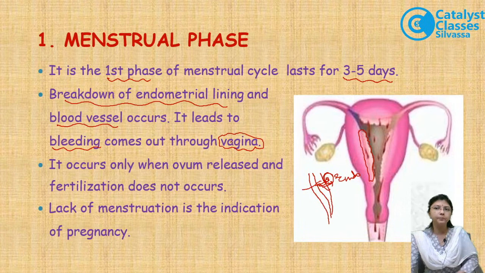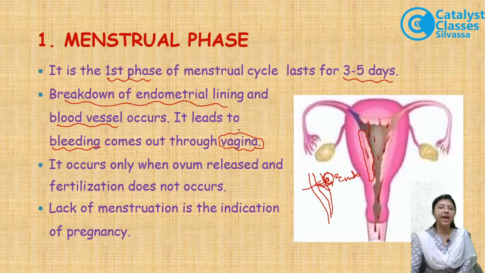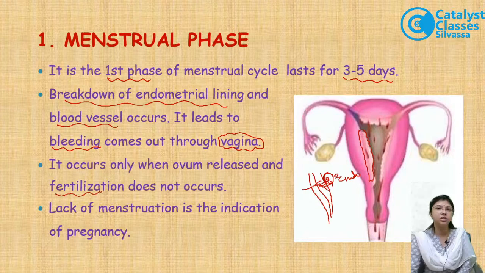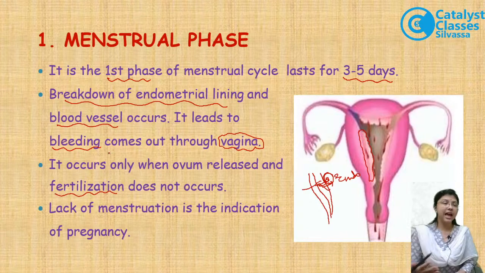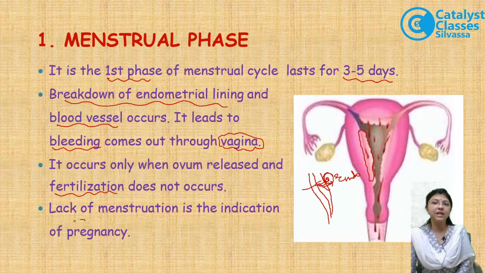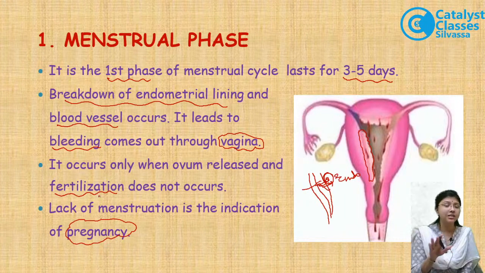And this phase is going to appear when there is no fertilization taking place. In case a female has undergone coitus and she is not getting periods or the cycle next time, this can be an indication that she is pregnant, but of course only if coitus has taken place.